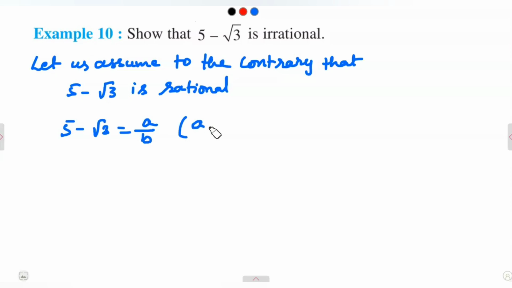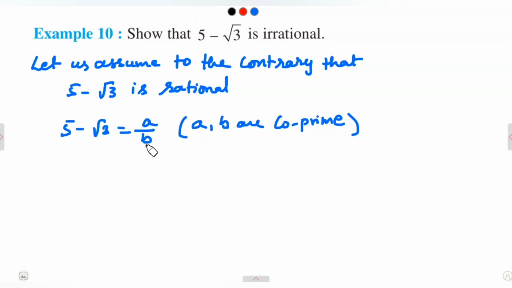where A and B are co-prime. A, B are co-prime means A by B is in simplest form. This is already in simplest form. A and B are co-prime. That means A and B do not have any common factor other than 1. So you can think of 5 minus root 3 as being in the simplest form A by B.